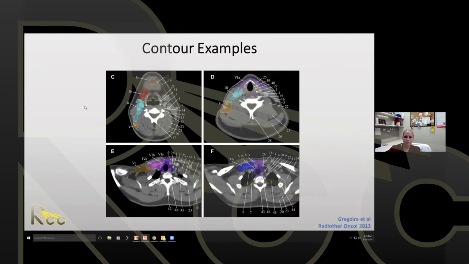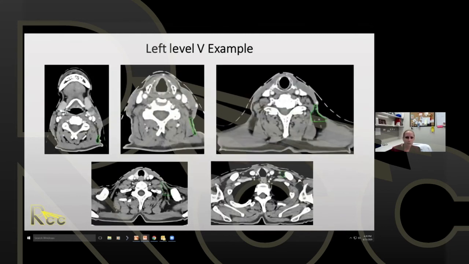So here we have examples from the most recent CT-based contouring atlas. Level 5 is in this orangish color. Again, contouring from the sternocleidomastoid all the way back to the trapezius, level 5 on this cut, and then 5C, which we haven't discussed yet, but once we get down lower in the neck, that's what level 5C will look like. This is a lady that I had treated who finished treatment about 6 months ago. So going back and contouring level 5 on representative slices of her CT, this is what I was able to come up with for this lady's specific anatomy.